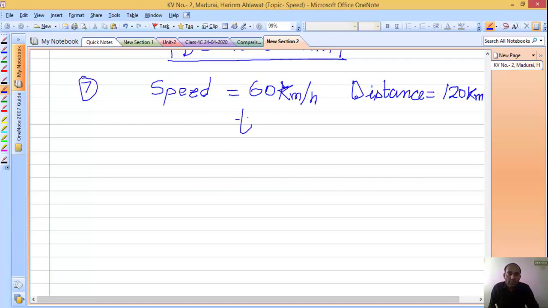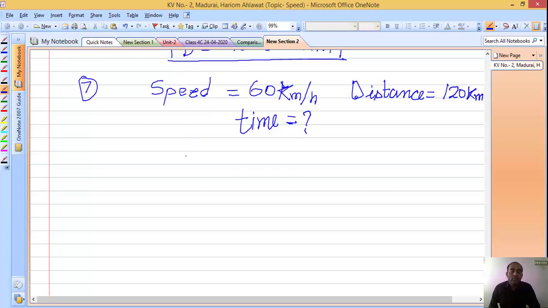What do you need to find out this time? Okay, how much time? Someone asked that if we have a speed of 60 kilometer per hour and we need to cover a distance of 120 kilometer, how much time is it going to take? Someone is asking you that we want to go at a speed of 60 kilometer per hour, so how much time will it take to cover 120 kilometer? Okay, you know, then I can tell you.